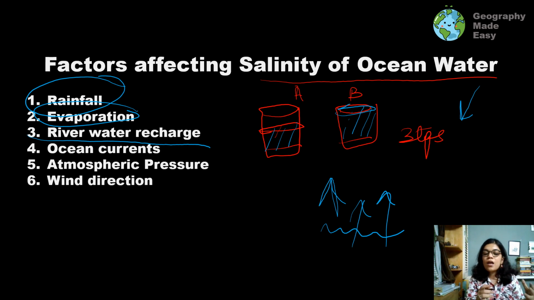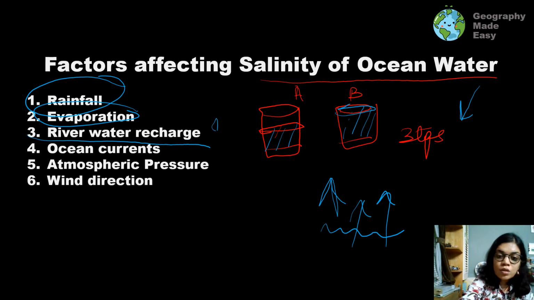Next is river water recharge. When river water flows into the ocean or the sea, the river water is not salty or brackish, so when it gets added to a particular sea or ocean, the salinity will go down.